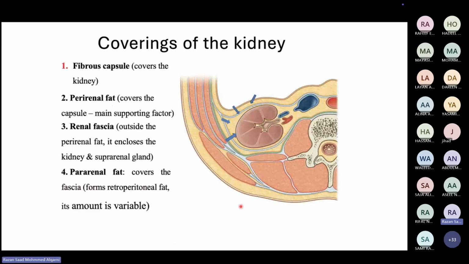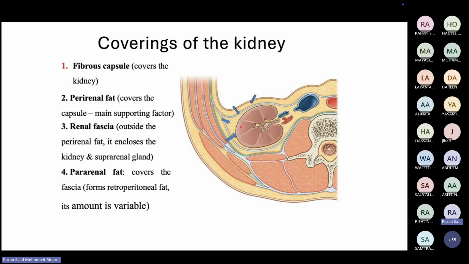So, the covering of the kidney. The kidney is going to have first this white part that you can see in here. It's called the fibrous capsule that covers the kidney. Then under this fibrous capsule, we're going to have something called perirenal fat, which covers the capsule, mainly for support. Then we have the renal fascia. Sorry, the capsule is going to be attached to the kidney, then the perirenal fat, and then the fascia, which is this part. Finally, from the anterior part, we have the pararenal fat, which covers the fascia that covers the kidney from the anterior, or retroperitoneal, part, and forms the retroperitoneal fat that is under the retroperitoneal covering in the anterior surface.